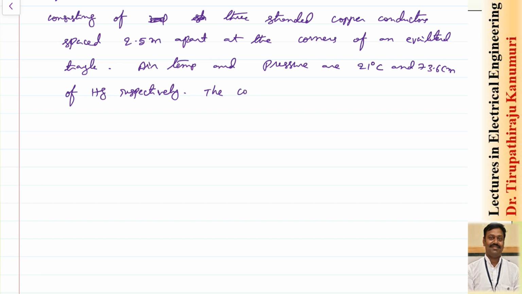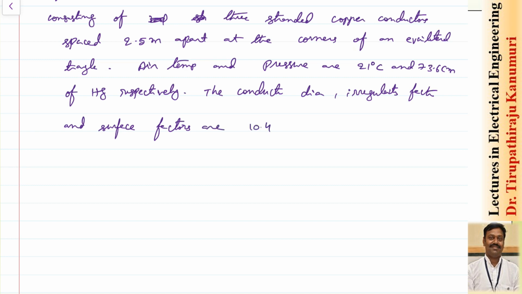So the conductor diameter, irregularity factor and surface factors are 10.4 mm, 0.85, 0.7 and 0.8 respectively. This is what is given. So let us try to calculate.